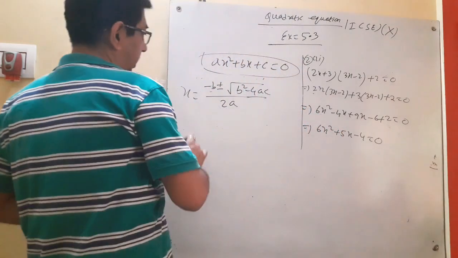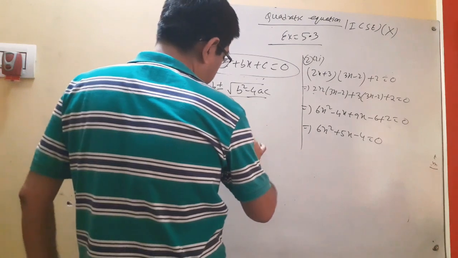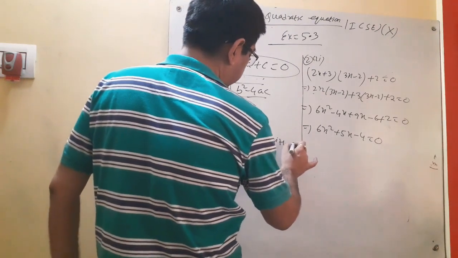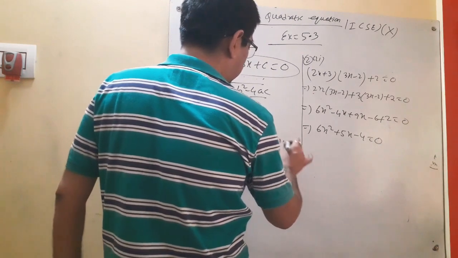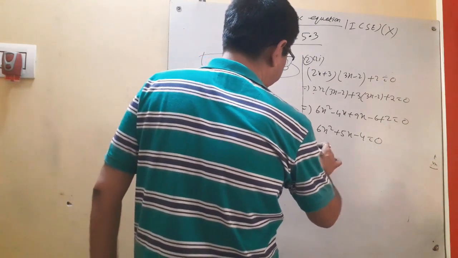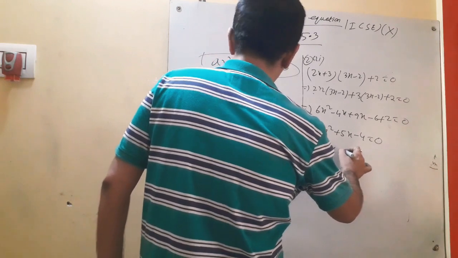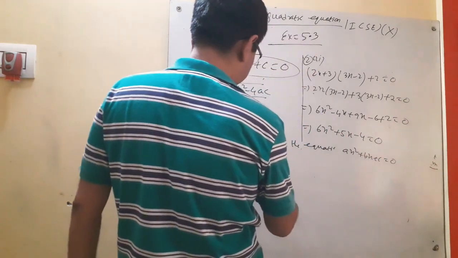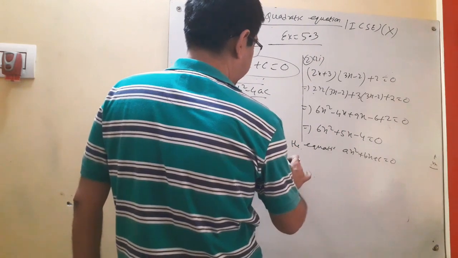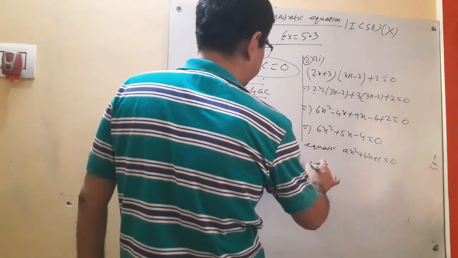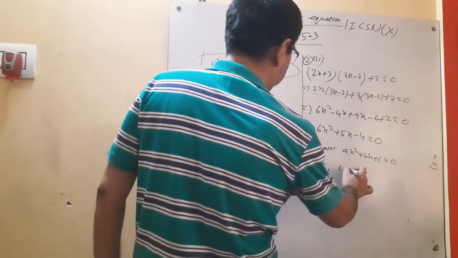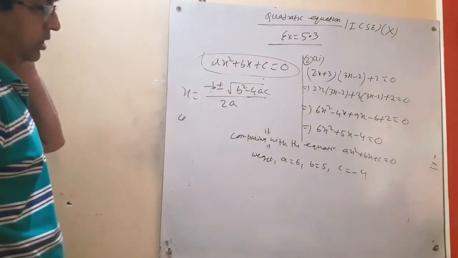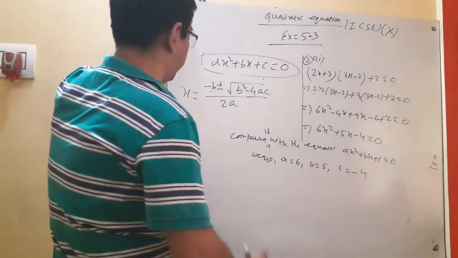Look, now comparing it with the equation ax square plus bx plus c equal to 0, we get a equal to 6, b equal to 5, c equal to minus 4, right?